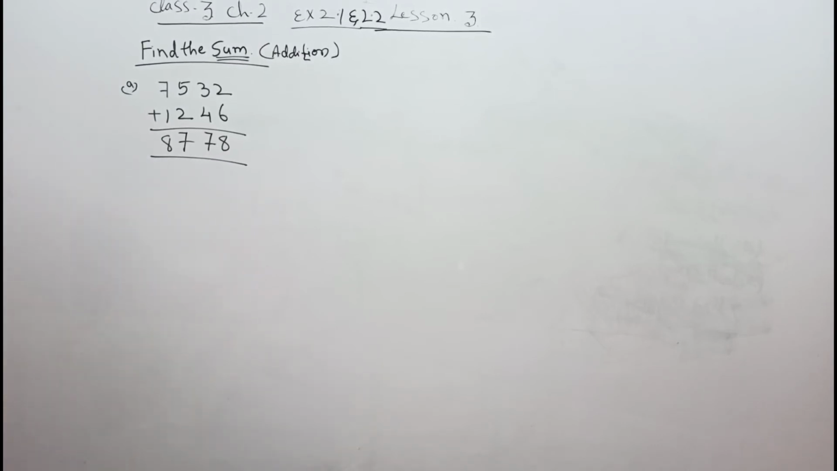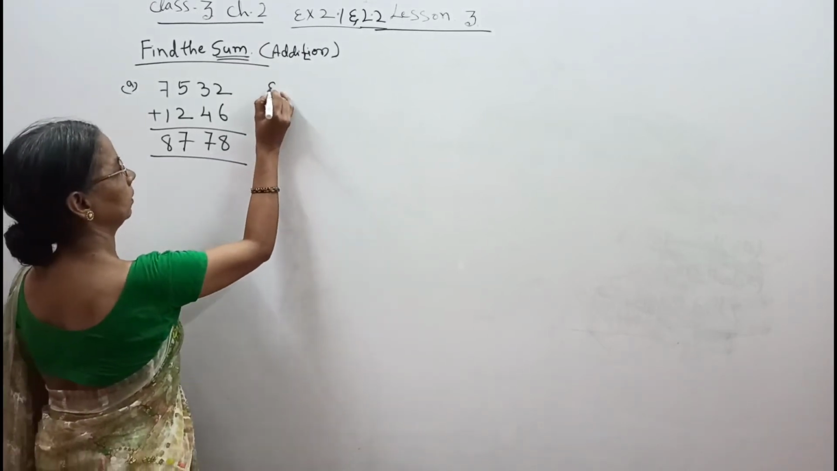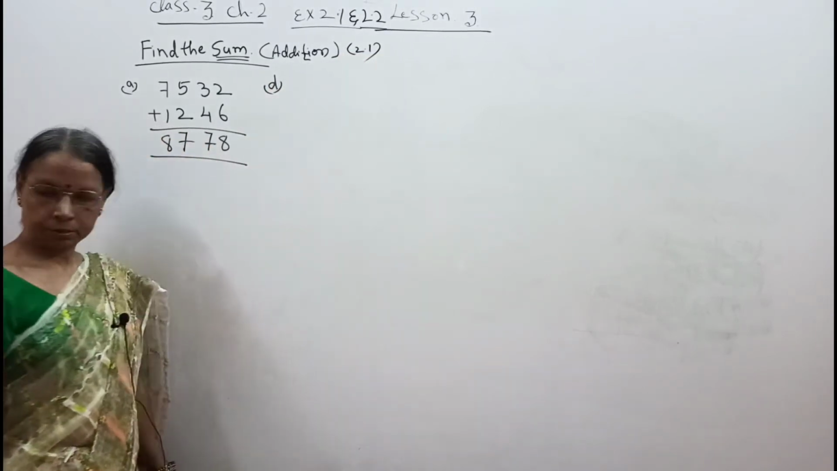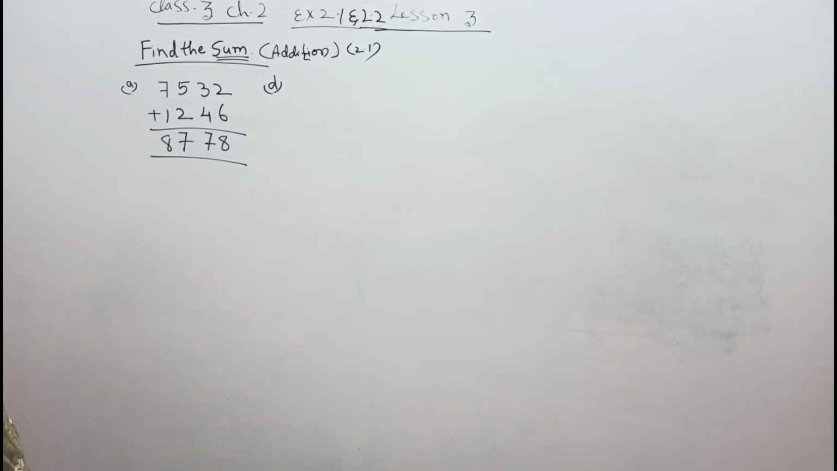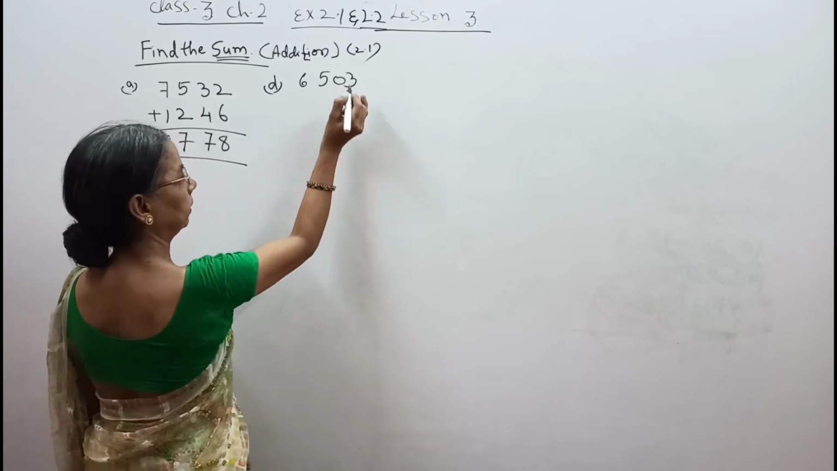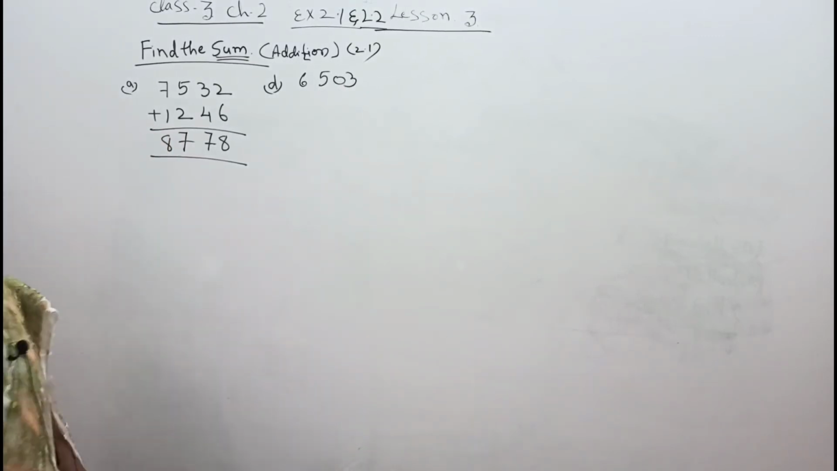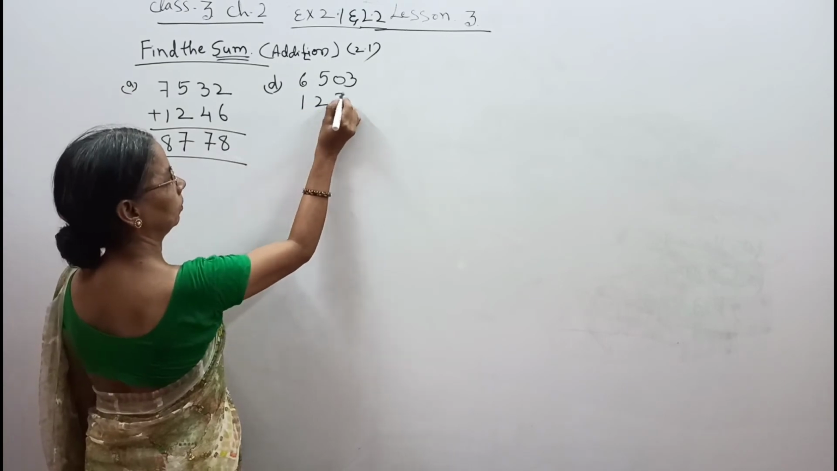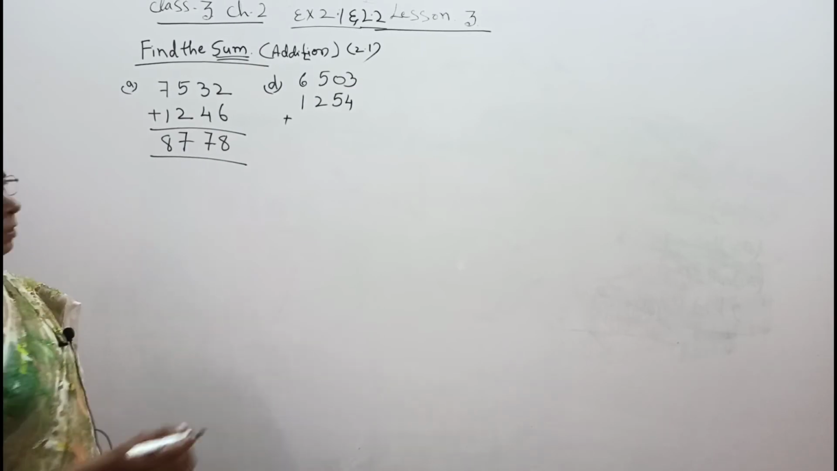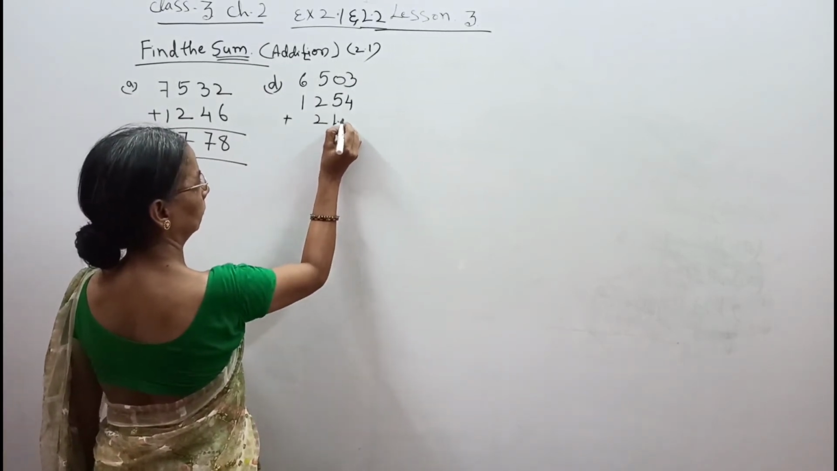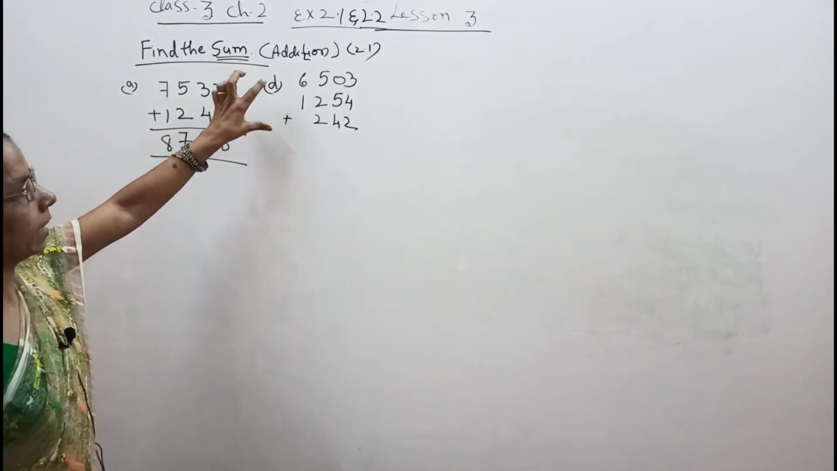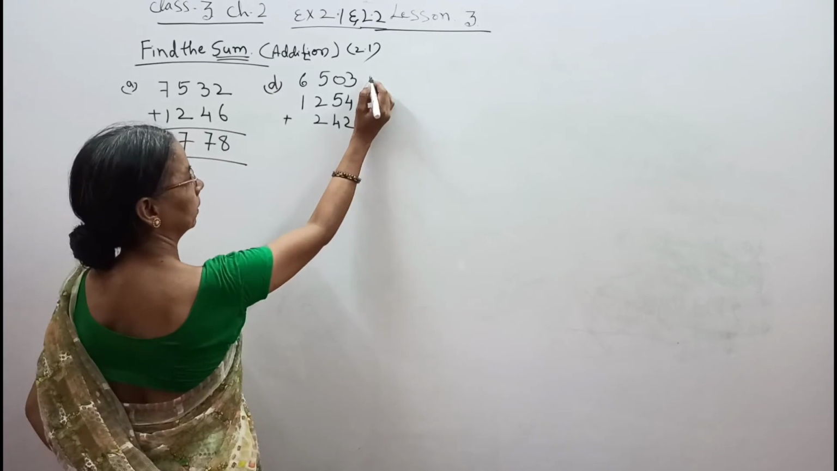And the second one, that is 2.1. 6,503 plus 1,254 plus 242. Here we added 2 lines. Now in the second question, we are adding 3 lines, 3 columns.